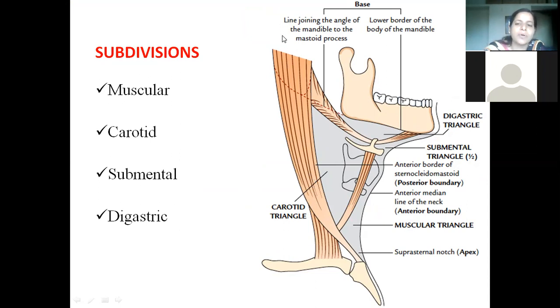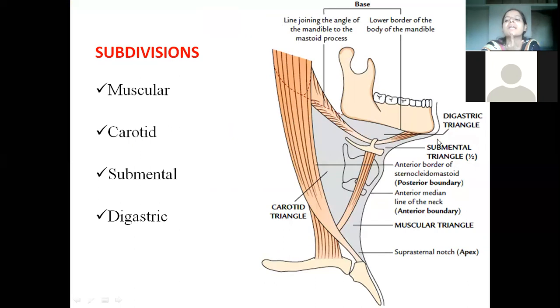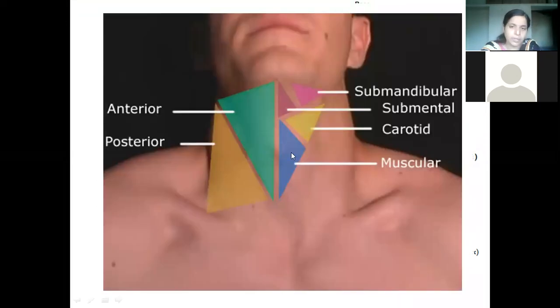See, sternocleidomastoid muscle, posterior belly of digastric, superior belly of omohyoid. Between these three, you are finding carotid triangle. In front of the anterior belly of omohyoid, we are finding muscular triangle. Below the chin, exactly this symphysis menti region, here we have submental triangle, and that is only half. I'll show you with a better picture as we proceed. Between the anterior and posterior belly of digastric, whatever area we have, this is digastric triangle.